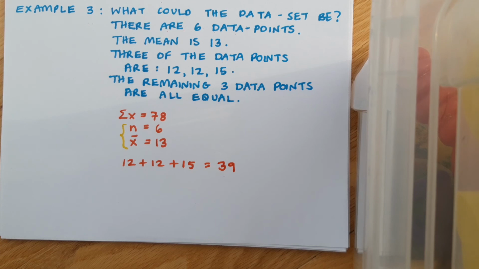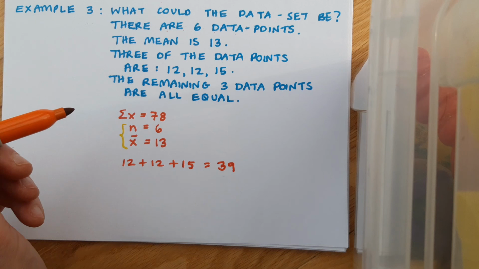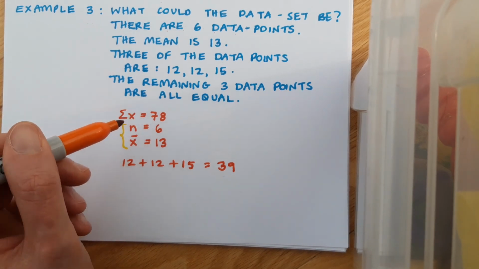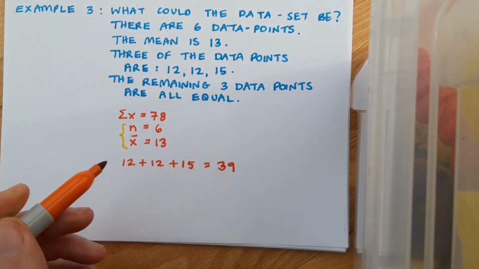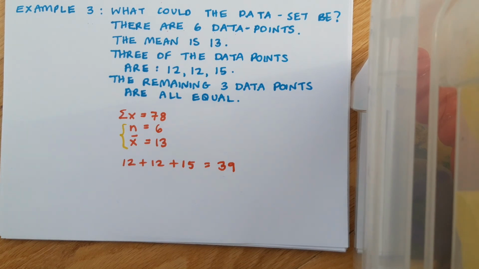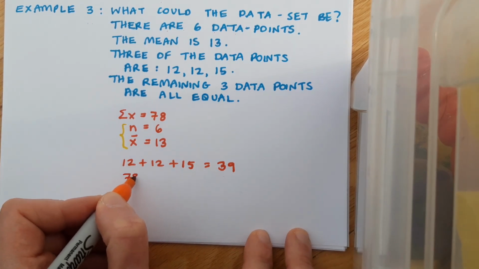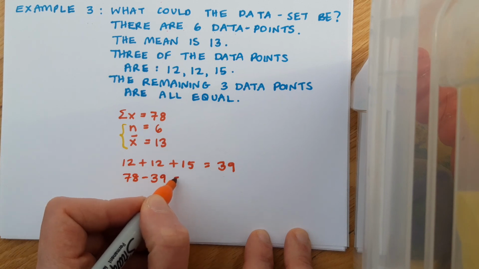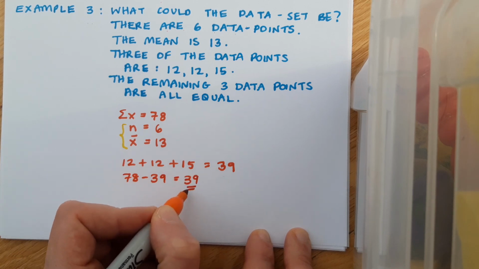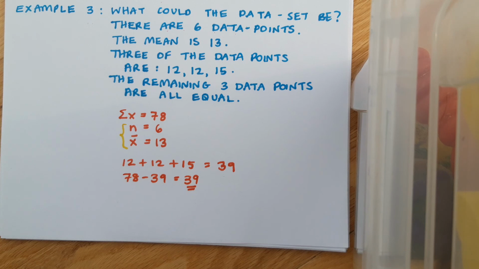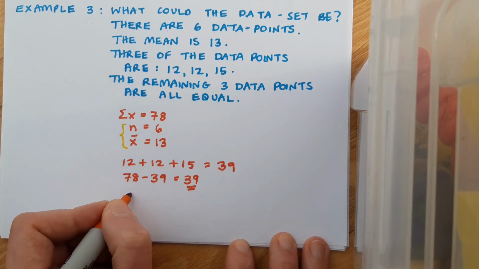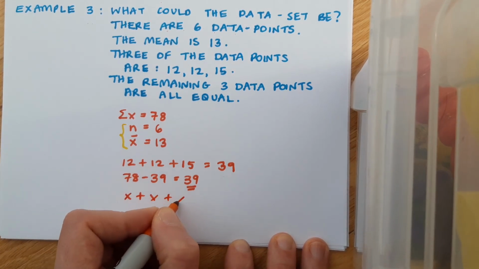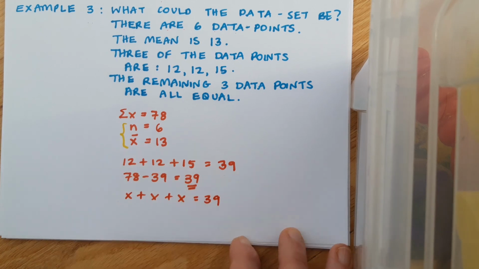I have 3 remaining data points and they're all equal. My 6 data points add up to 78. The 3 that I know add up to 39. The remaining 3 must add up to 78 take away 39, which actually just happens to be 39 also. And the 3 data points that are all equal, well, I don't know what they are, but I can give them all the same name. So I could call them x, in which case I have x plus x plus x equals 39.